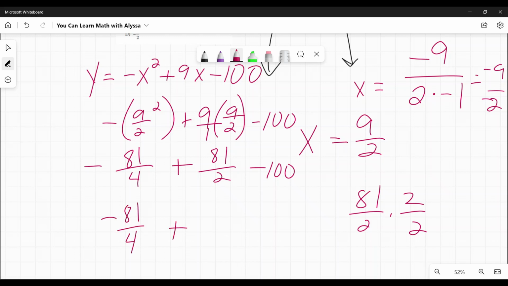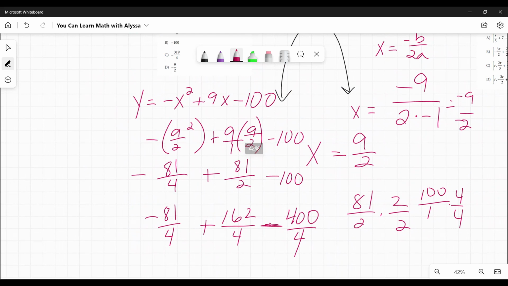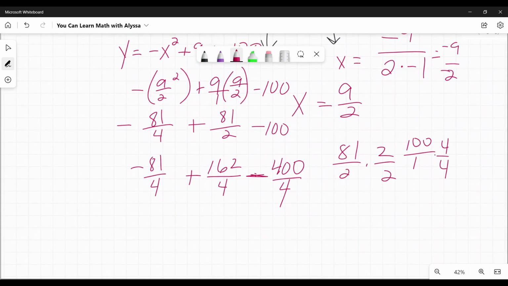81 halves times 2 over 2 is going to be 162 over 2. Excuse me, over 4. Sorry about that. And then 100, to get it to be fourths, I need to multiply by 4 over 4. Yay! So I get 400 fourths. All right, so this is negative 81 fourths plus 162 fourths minus 400 fourths.